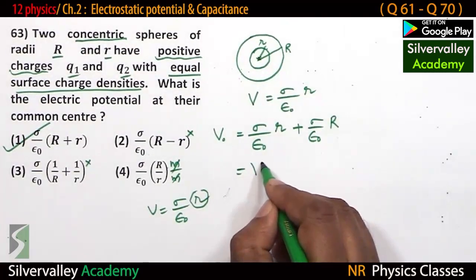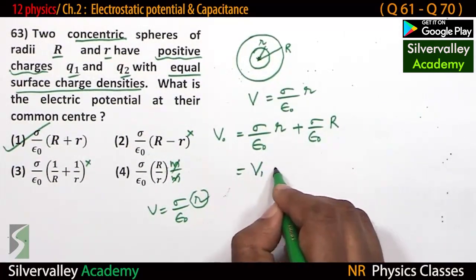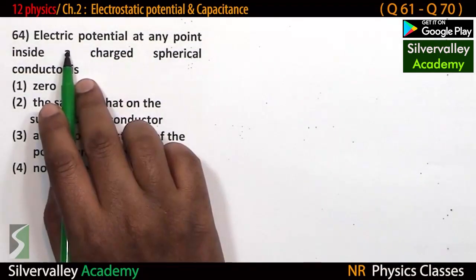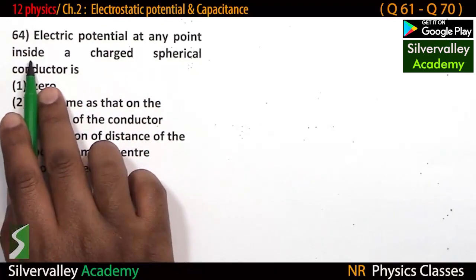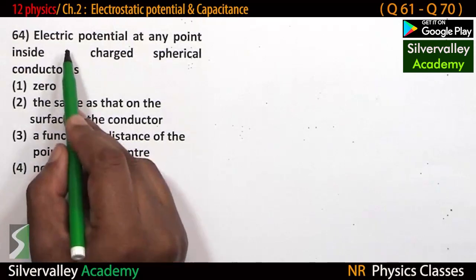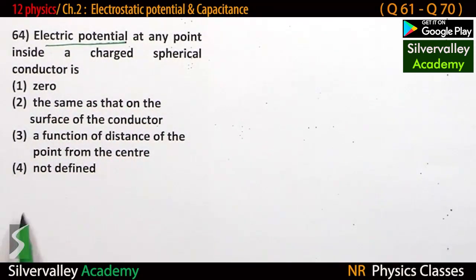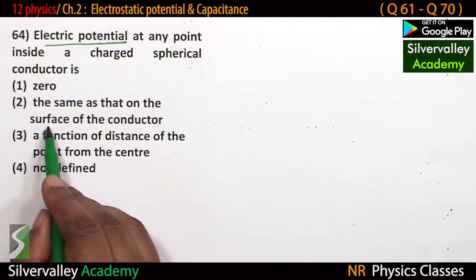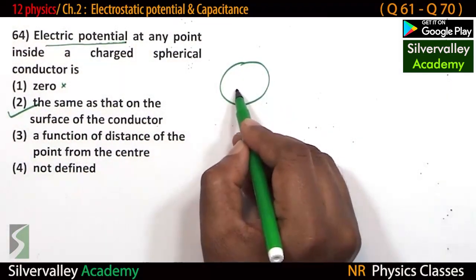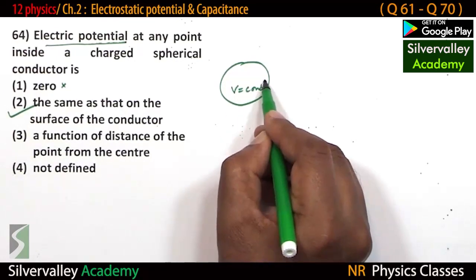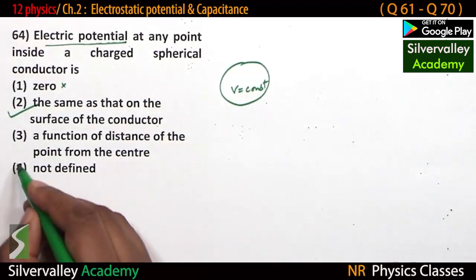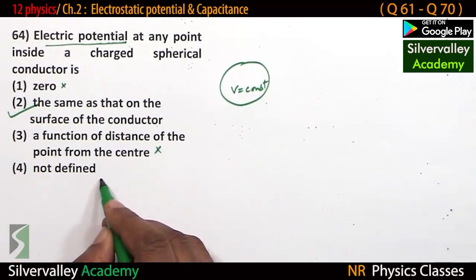So this is potential at the center due to the inner sphere plus potential at the center due to the outer sphere. Electric potential at any point inside a charged spherical conductor is constant, same as that on the surface of the conductor. 0 is wrong, so potential is not 0, potential is constant. Function of distance of the point from the center, not defined.